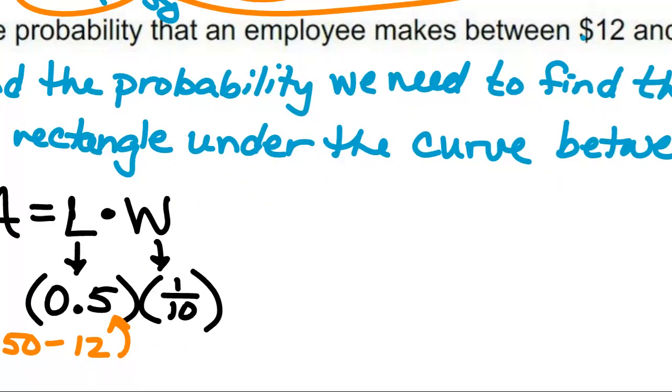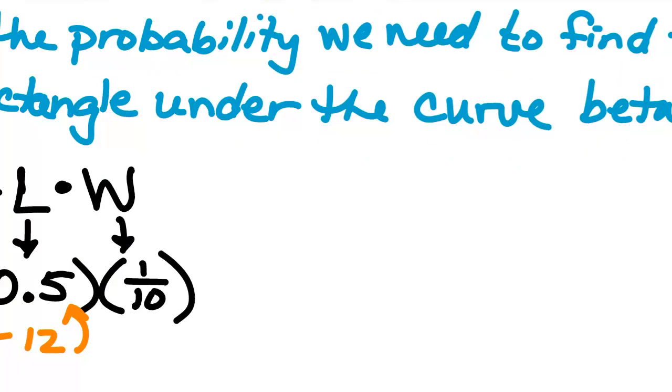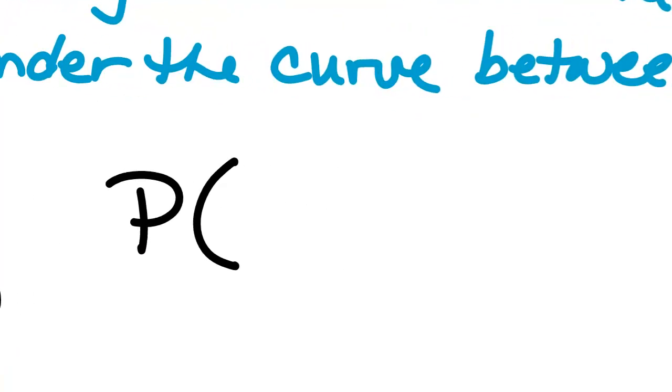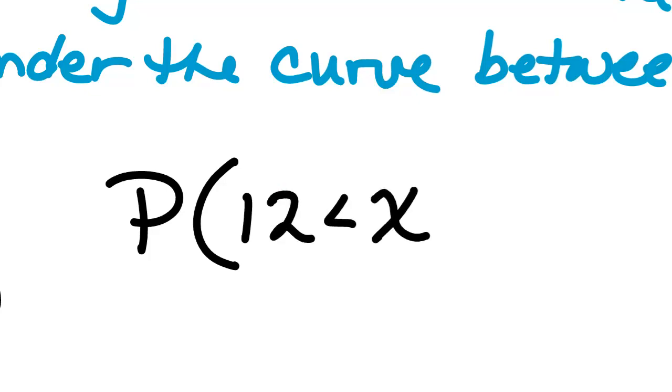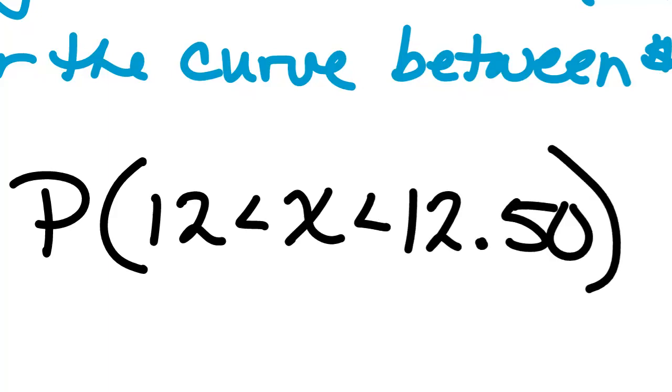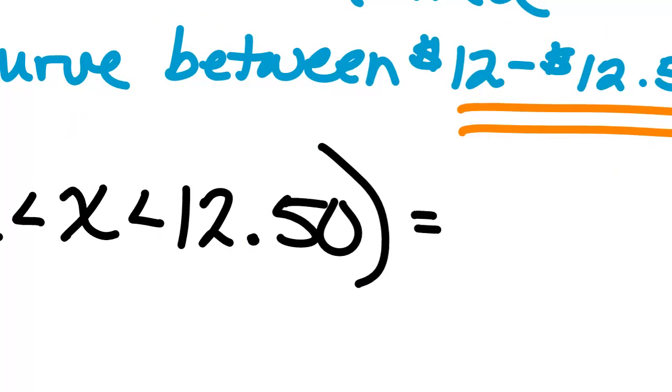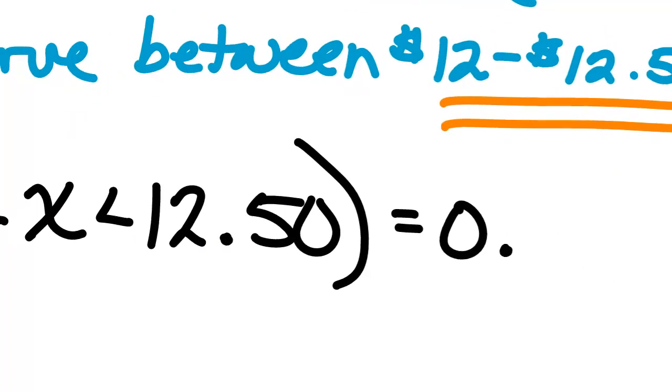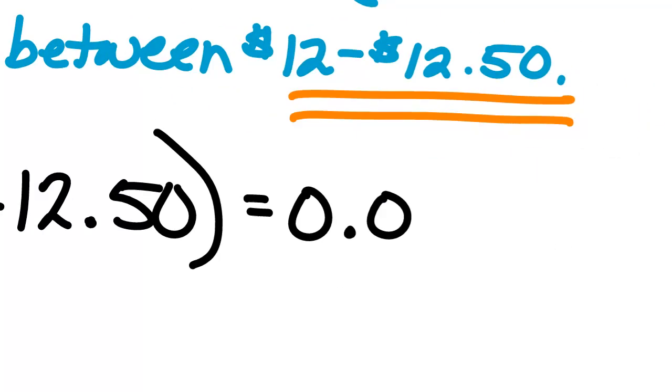Awesome. So what do I get when I multiply those two together? 1 out of 20, or 0.05. So remember, we need to write our probability statements. You guys did a pretty good job on that on the test. Probability that our random variable, which I'm going to call x, is between 12 and 12.50 is equal to 0.05.